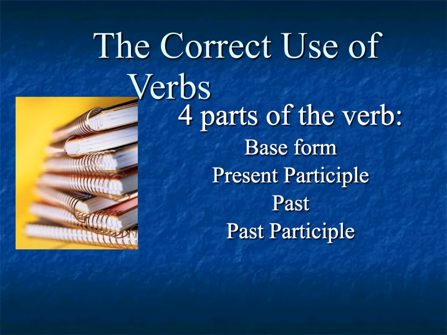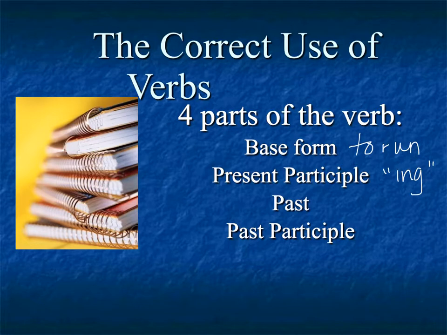The correct use of verbs review. There are 4 parts of a verb. The first is the base form, which would include something like to run, to plus the base form. The present participle form is the ing form.